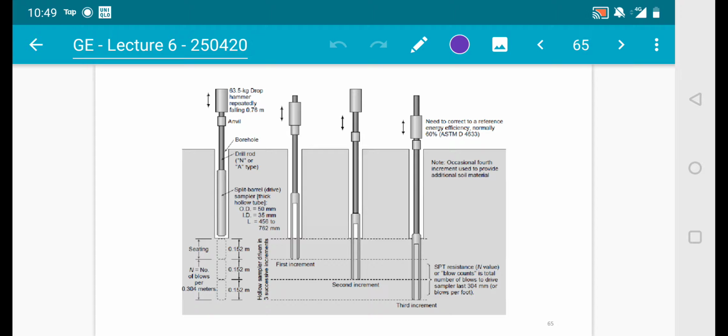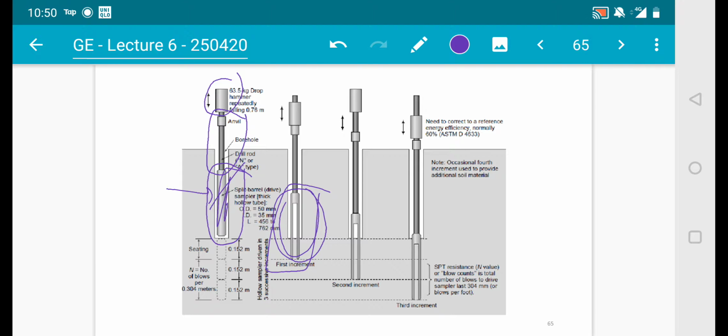This is how it is done in a schematic diagram. You have your SPT, which consists of a hammer, this is the rod, and the third part is the split barrel. This is where the sample will be taken. If you cut this, it will look something like this. It is called split, meaning divided into two, and barrel means it accommodates your soil.